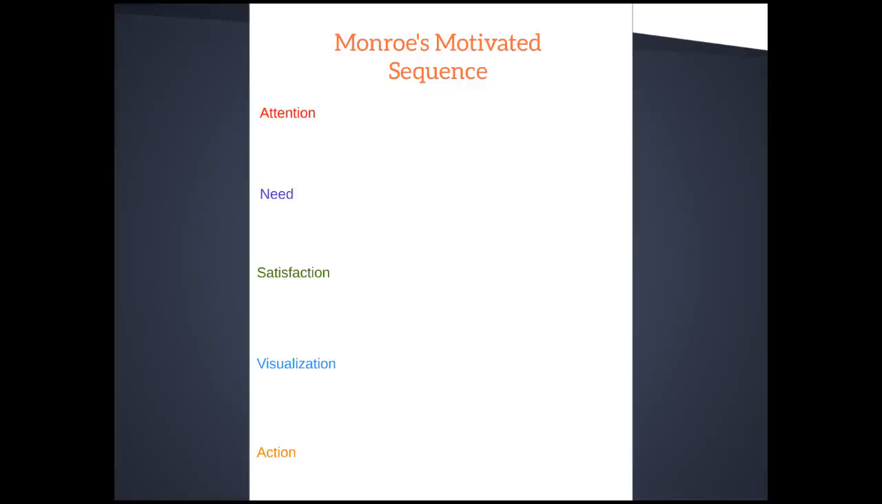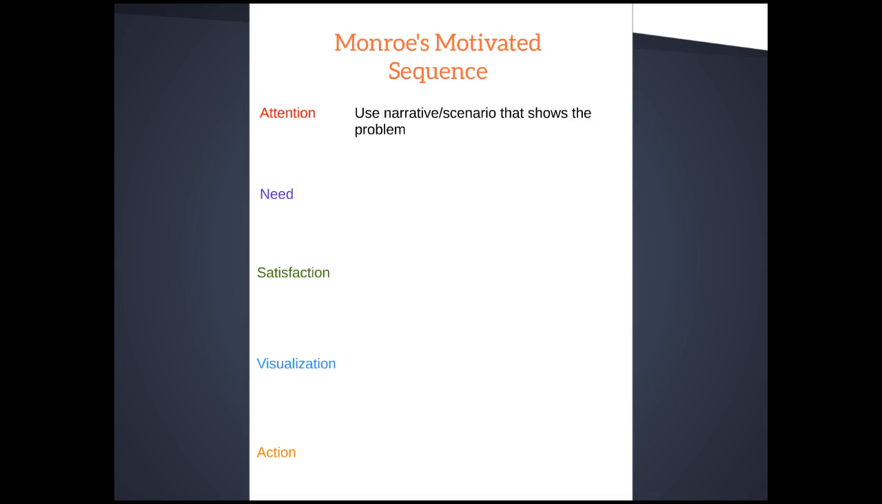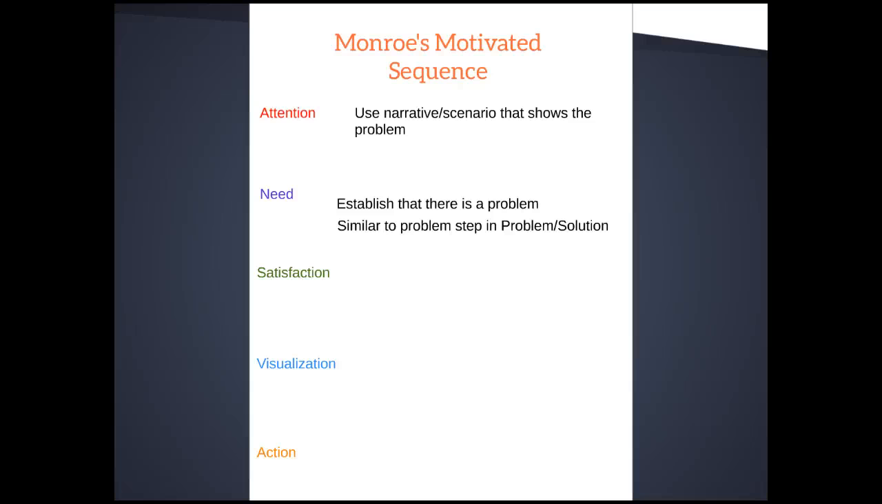So let me explain what each of these steps is. Attention. What you're doing in this step is using some sort of narrative or scenario that shows there's a problem. So this is actually going to be in the attention getter step. So this does slightly change how the outline's going to function. The need. This is establishing that there's a problem. So it's essentially the same thing as the problem step in problem, cause, solution. You have to prove that there is some sort of need for a change. There's an issue, a problem.